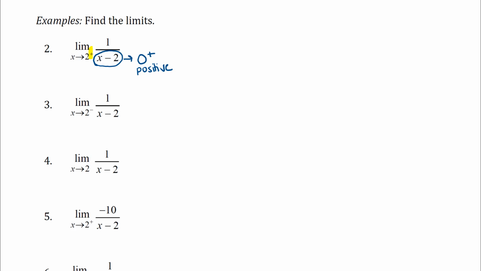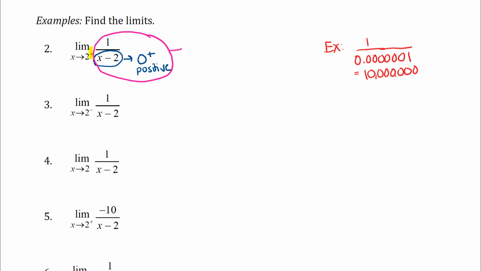You can use some numerical things to think about it. If you take 1 over 0.00000001, and you don't know what that is, you can try it on your calculator and see. You're going to get 1 with 7 zeros behind it. So that's a big number. That denominator is approaching 0 but positive, which means that the overall expression is going to approach infinity.